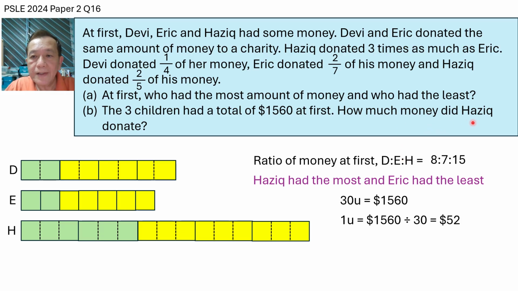How much money did Haziq donate? Haziq donation 1, 2, 3, 4, 5, 6. So $52 times 6 equal $312.